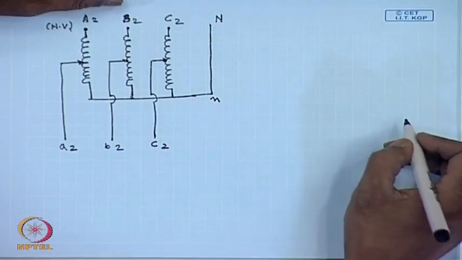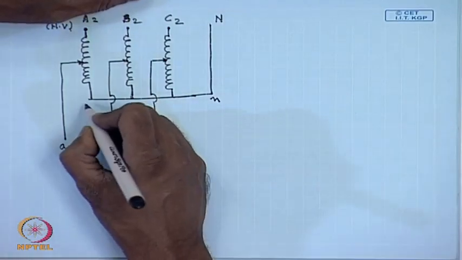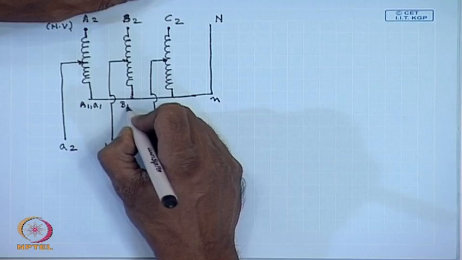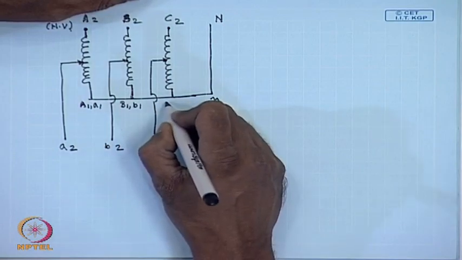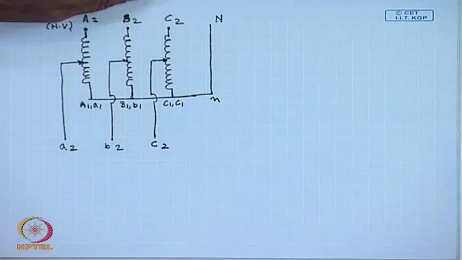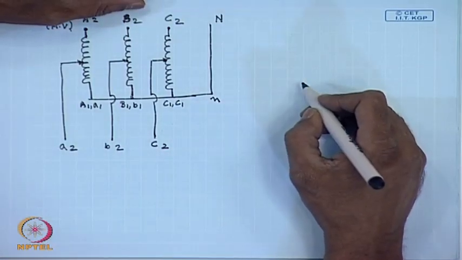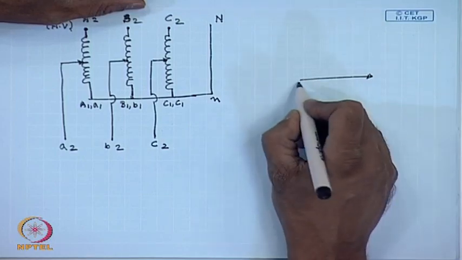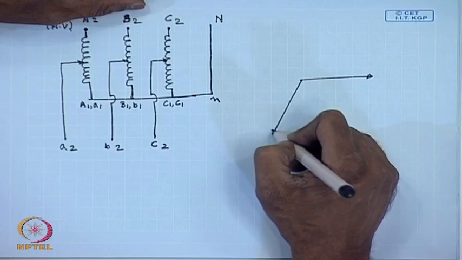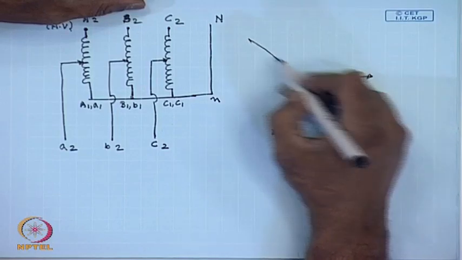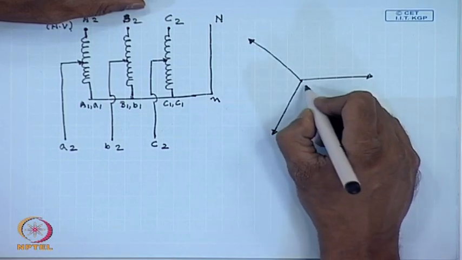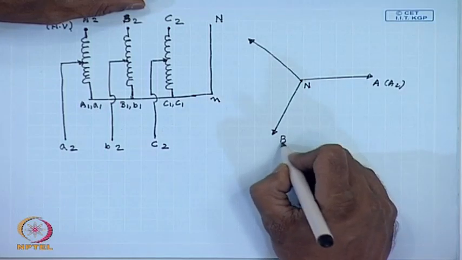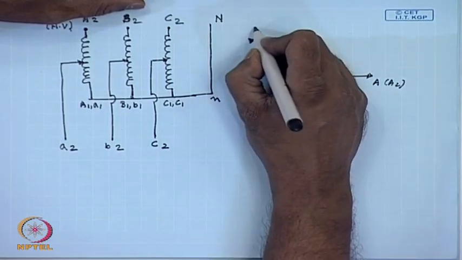So, this is capital A1 and small a1, this is capital B1 and small b1, this is capital C1 and small c1. So, if we draw the line to neutral phasor diagram, this is the A phase, this is B phase, this is C phase. So, this is the point N, this is A, that is A2, this is B, that is B2 and this is C, that is C2.